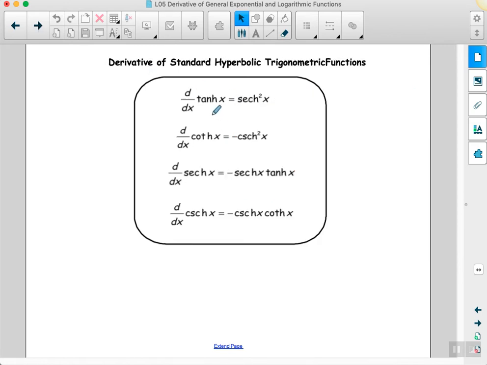On the next slide, the derivative of hyperbolic tan is hyperbolic secant squared. The derivative of hyperbolic cotan is negative hyperbolic cosecant squared. The derivative of hyperbolic secant of x is negative hyperbolic secant times hyperbolic tan. And notice there's a difference here, that negative is not there for the circular trig functions. The derivative of sec x is sec x tan x. And now the derivative of hyperbolic cosecant is negative hyperbolic cosecant times hyperbolic cotangent.